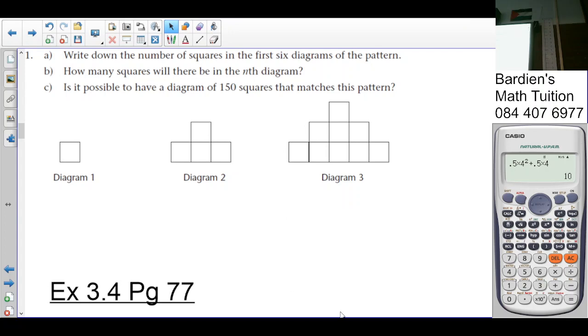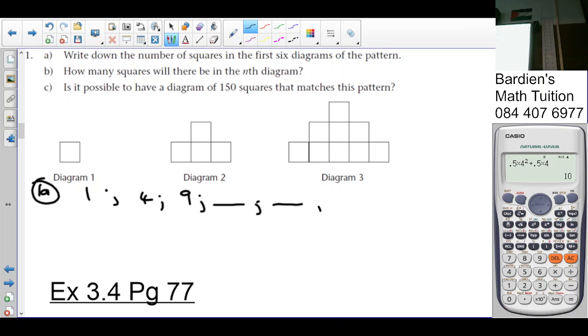So how do we do that? So how many squares are in diagram 1? 1. Diagram 2? 4. Diagram 3? 9. Diagram 4? So it will be 16. Diagram 5? 25. Diagram 6? Okay, I'm sure you're all seeing the pattern.